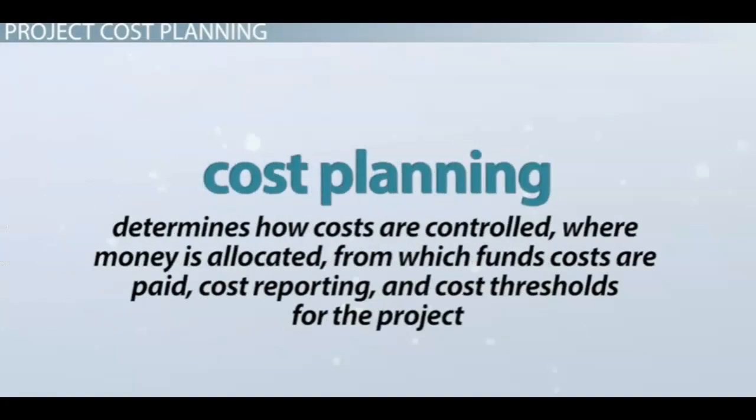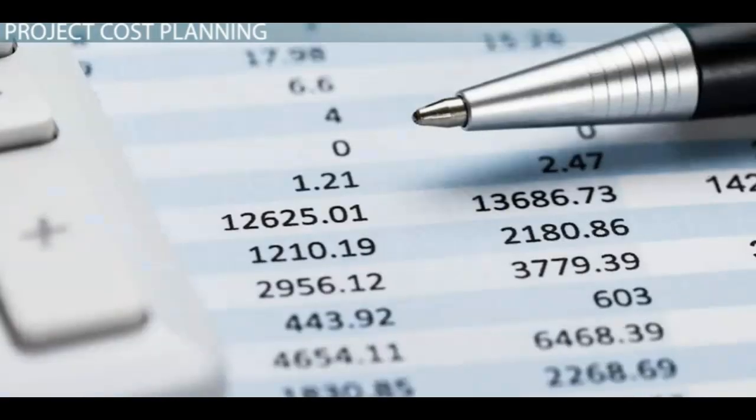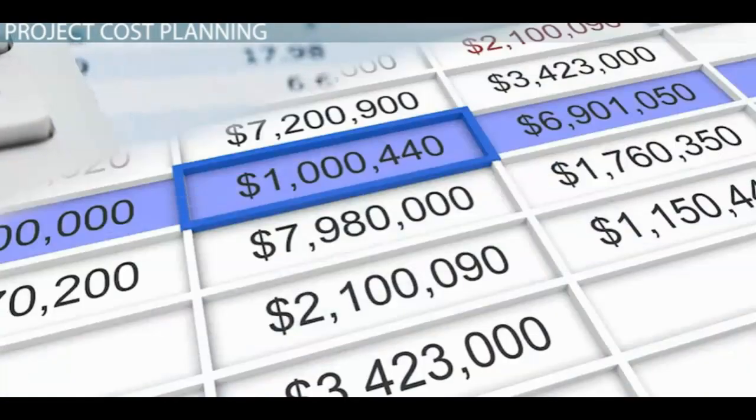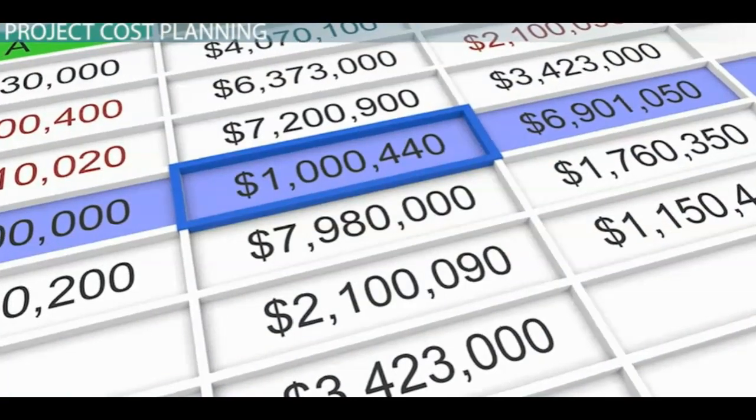After a cost estimate is completed, a cost plan is needed to provide guidelines for the project. Cost planning determines how costs are controlled, where money is allocated, from which funds costs are paid, cost reporting, and cost thresholds for the project. In short, the cost management plan helps the project manager ensure the project is completed within the estimated budget.